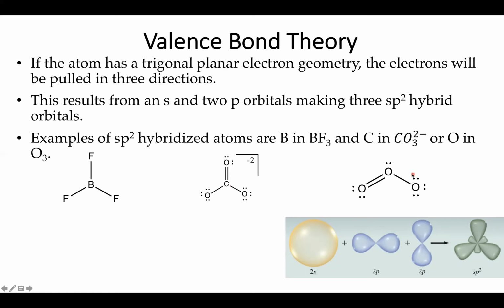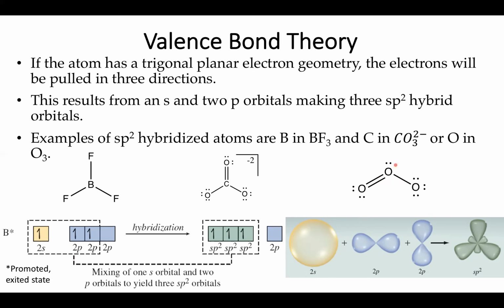as well as ozone. In this case, one of the big distinguishing features is that my electrons don't have to just be sitting in a single bond. Sometimes they can be in a double bond, or sometimes they can even be in a lone pair. And let's take a look at what happens when I'm mixing my orbitals for this. So now what I'm doing is mixing my s orbital with 2 of my p orbitals. They're going to become lower energy sp2 orbitals and a higher energy p orbital.